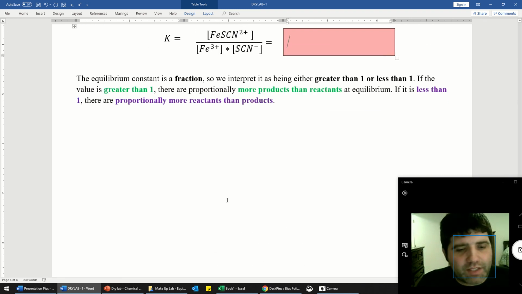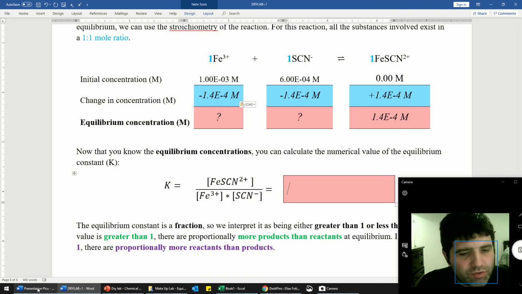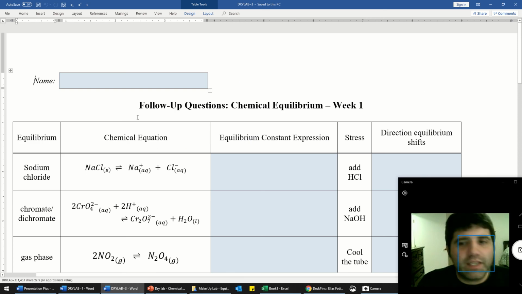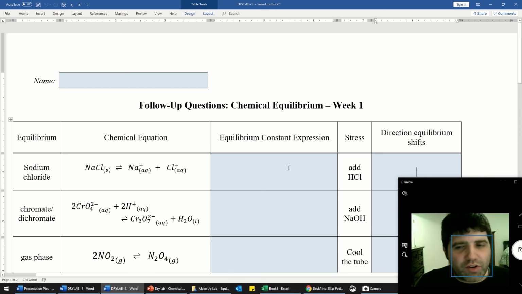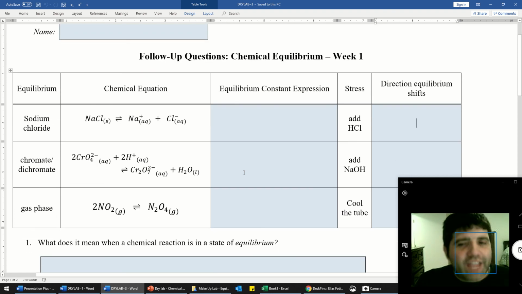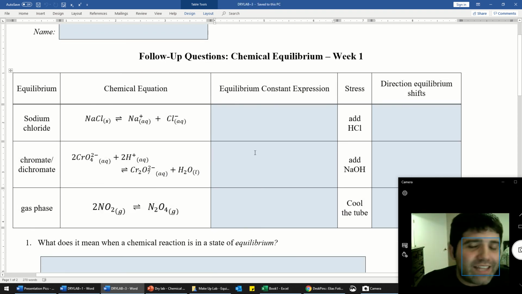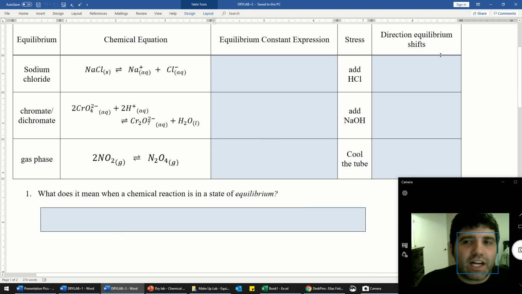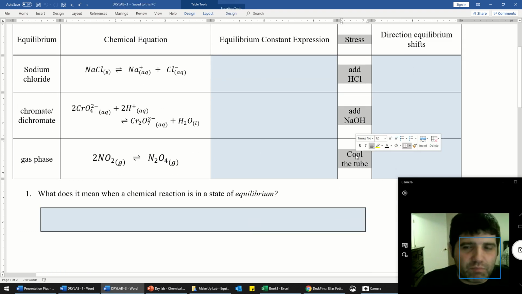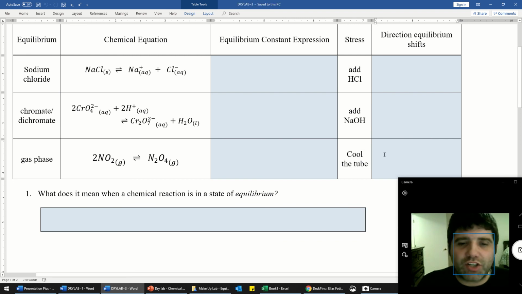Okay, so that about does it. And now let me show you the follow-up questions and what they're going to look like. Your instructor will provide you with these. It's this document right here, and any place where there's a blue box is where you're going to fill something in. Now, this first table is just a summary of everything we just did. If you followed along, you can just copy and paste these right into here. And then we talked about what stress we put on it and the direction it shifts. So that's something we already did.